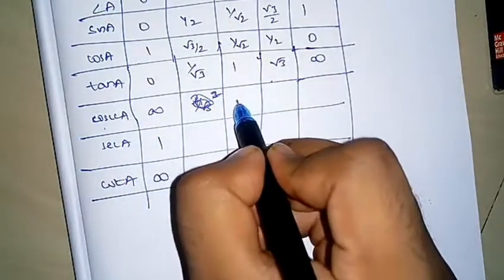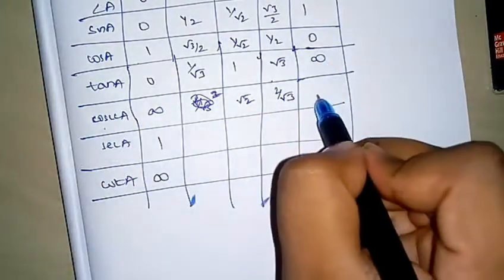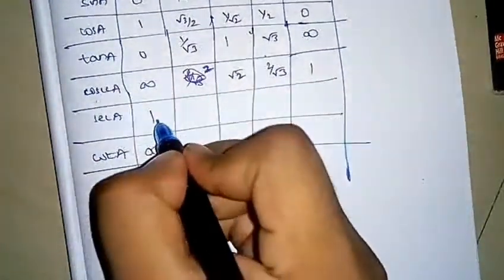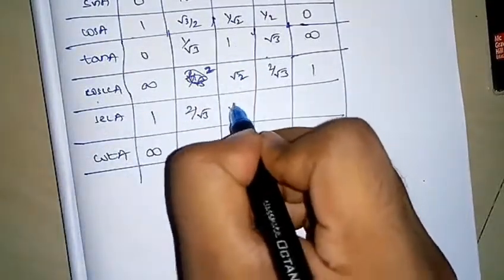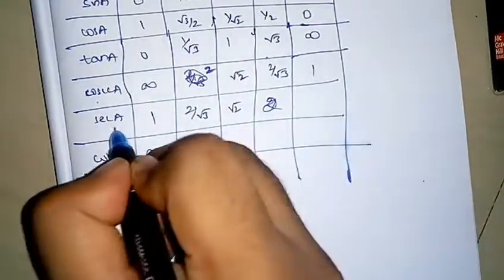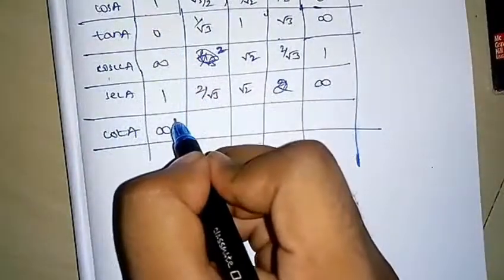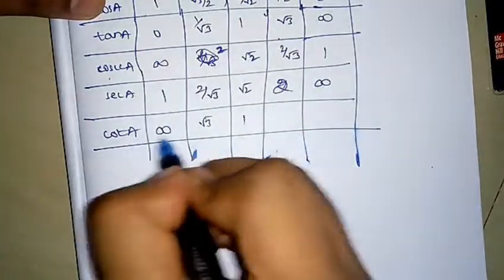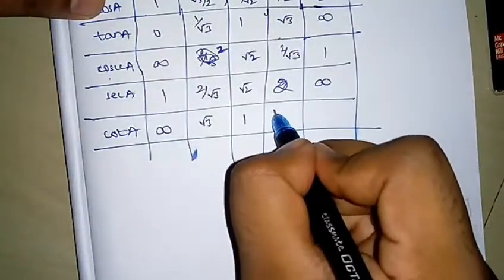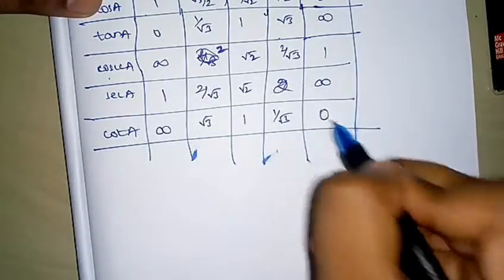Cosecant 45 is root 2. Cosecant 60 is 2 by root 3. Cosecant 90 is 1. Secant 0 is 1. Secant 30 is 2 by root 3. Secant 45 is root 2. Secant 60 is 2. Secant 90 is infinity. Finally, cot 0 is infinity. Cot 30 is root 3. Cot 45 is 1. Cot 60 degrees is 1 by root 3. Cot 90 is 0.